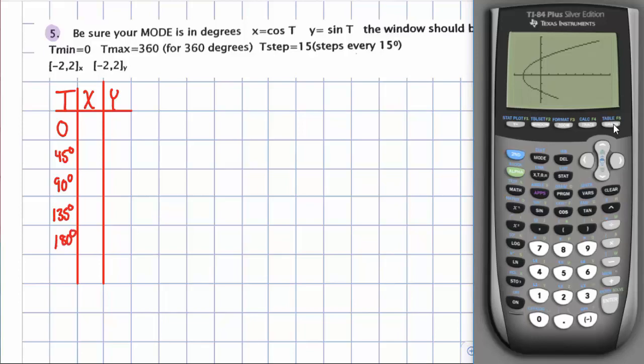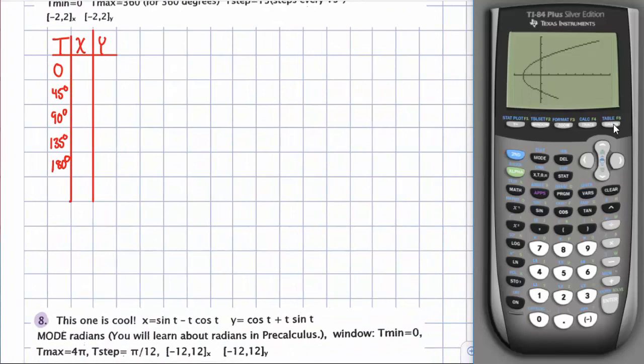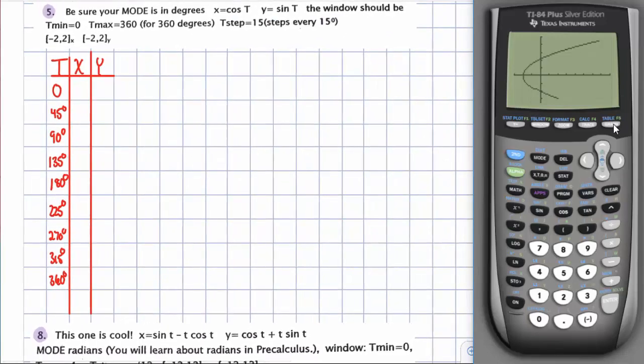Again, there's still going to be a lot of points, but you know, it could be worse. So I'm going to keep this going down the line here. So now I have 225, and then 270, and then I have 315 and 360. And we're just going to plot some points and see what we get. So on this one, we're doing cosines are my x's and sines are my y's.